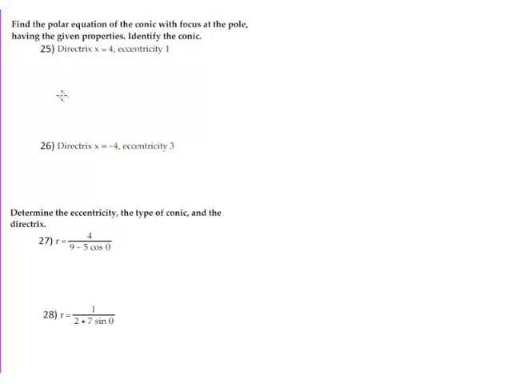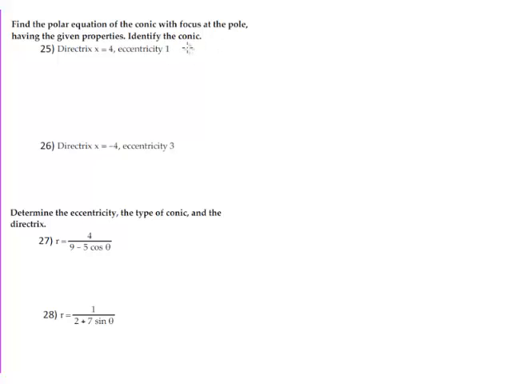Alright, so now we're on to the polar equations of conics, and that chart with the different pictures is going to be really important. On 25 and 26, find the polar equation of the conic with focus at the pole, which all of these have a focus at the pole, and then it gives us some properties, and it asks us to identify the conics. So there's a little thing in our notes at the beginning of 8.5 that tells us how to tell between the three, and if you haven't written it on your graphic organizer, you should.